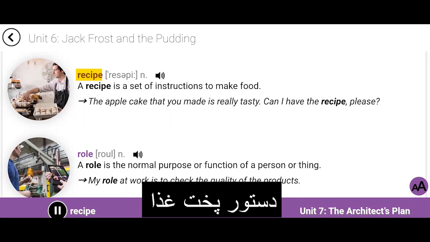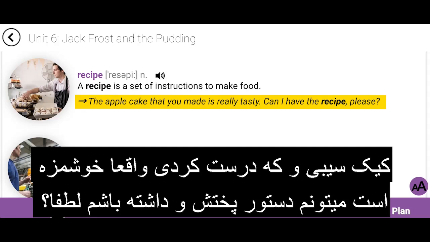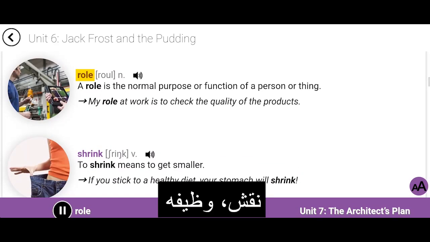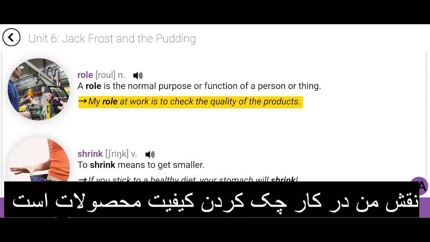Recipe. A recipe is a set of instructions to make food. The apple cake that you made is really tasty. Can I have the recipe, please? Roll. A roll is the normal purpose or function of a person or thing. My role at work is to check the quality of the products.